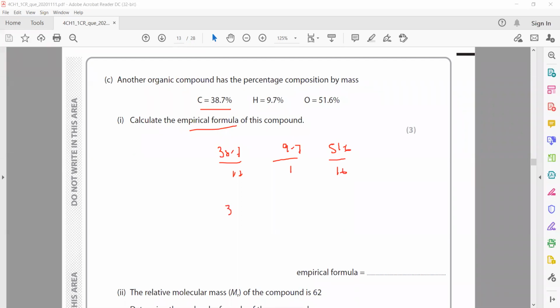So this will be 3.225, this will be 9.7, this will be 3.225, and you divide by the smallest value. So 3.225, 3.225, and 3.225. So 1, 3 and 1. So the empirical formula is CH3O.